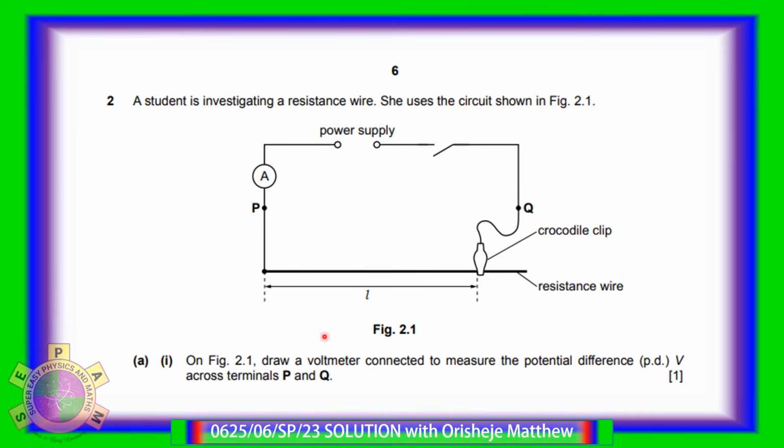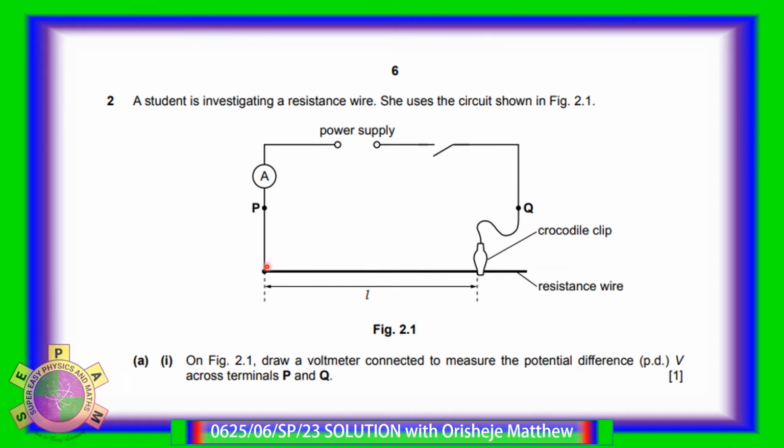Now what you are trying to investigate, a student investigates a resistant wire. So you want to look at how the length of the resistant wire affects the resistance. You discover that the longer the length, the higher the resistance, and the shorter the length, the smaller the resistance. So resistance is directly proportional to length.